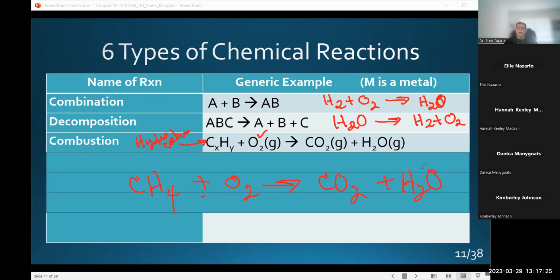We're going to learn how to balance these first. And we have a little technique for balancing hydrocarbons. We've got stepwise steps. All right, let me erase this. That is a combustion reaction.